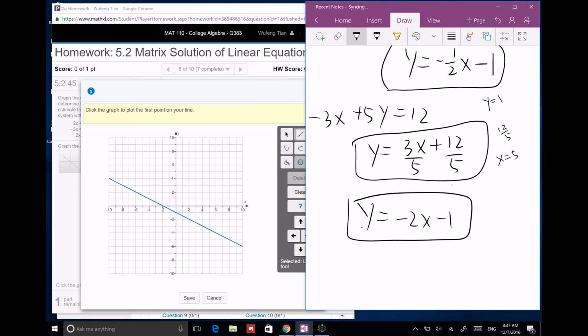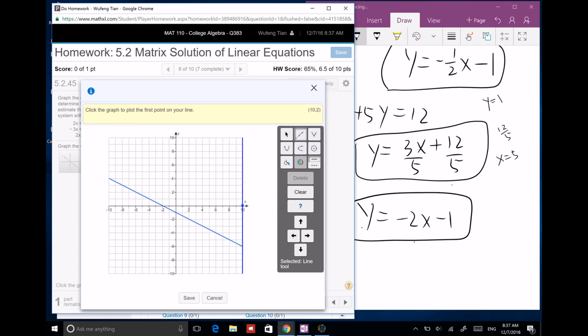This one is no problem. y equals negative 2x minus 1, so it's negative 1. Rise over 1, negative 2. So it's like this. And then you graph this third one here.